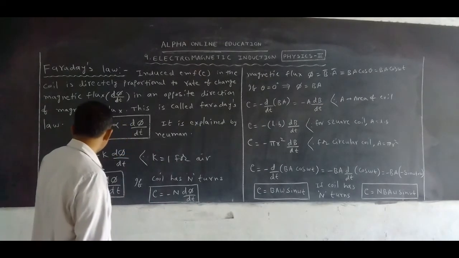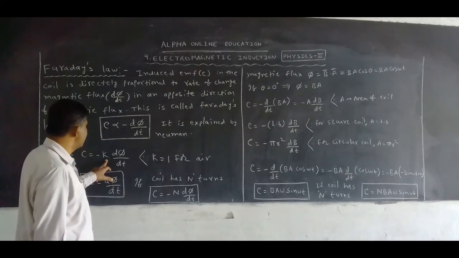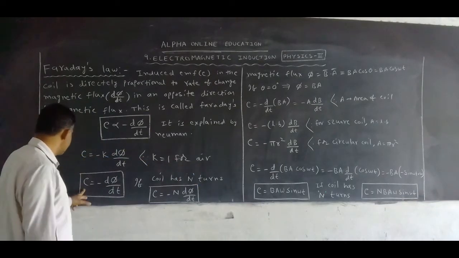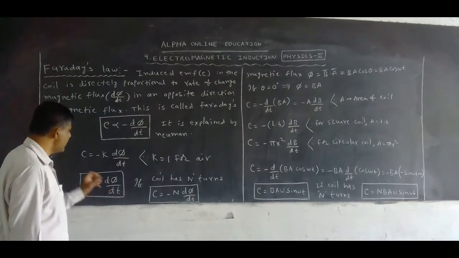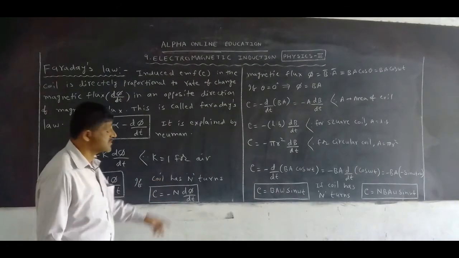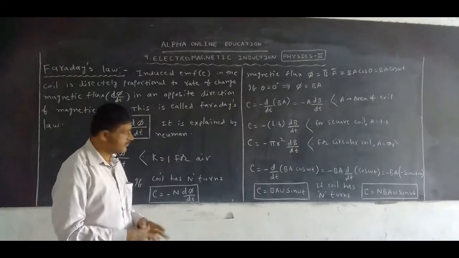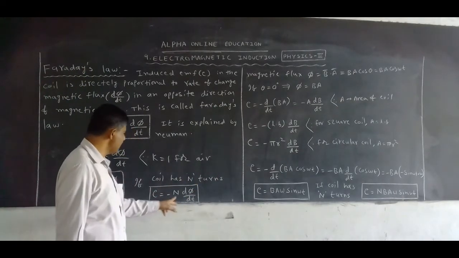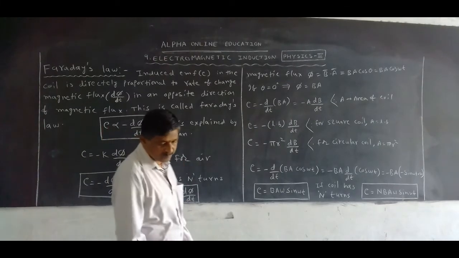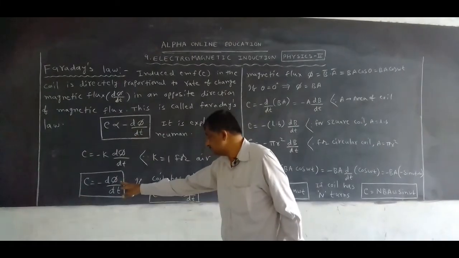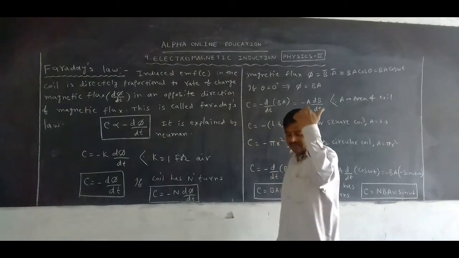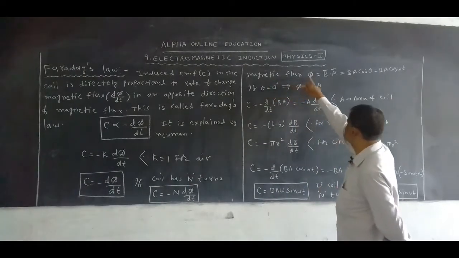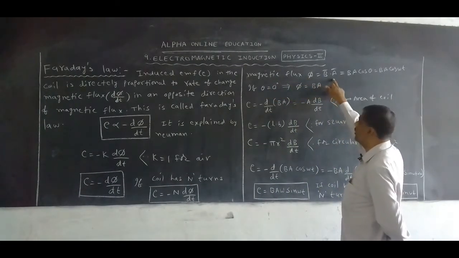If you remove the proportionality, we get one constant k. K is equal to 1 for air. That's why we can write E is equal to minus d phi by dt. If the coil has N turns, we can write E is equal to minus N d phi by dt. What is the magnetic flux phi? We already studied it in the magnetism chapter. Flux phi is equal to B dot A.